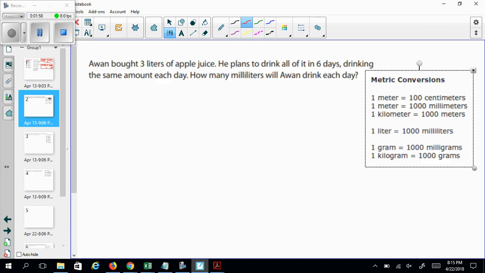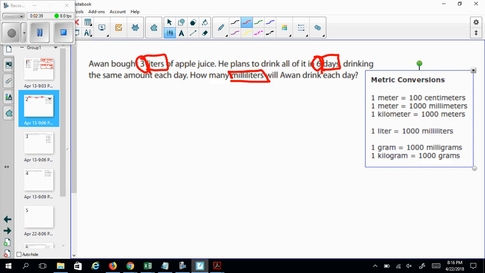So Awan bought 3 liters of apple juice. He plans to drink all of it in 6 days, drinking the same amount each day. How many milliliters will Awan drink each day? So here I have the metric units because liters is metric, okay? So this is what scientists use and pretty much the rest of the world, okay? So he bought 3 liters of apple juice, okay? He plans to drink all of it for 6 days, drinking the same amount each day, okay? So 6 days. How many milliliters will Awan drink each day?